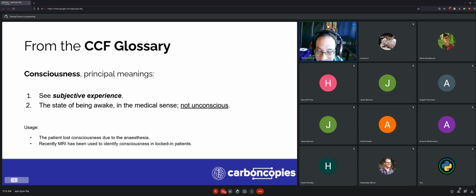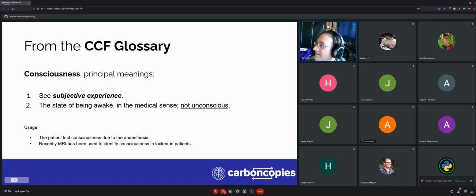I mean, if there is a specific example of something that doesn't fall in subjective experience and that doesn't fall in the second meaning, then indeed we can add a third one. This was not meant to be exhaustive. That's why it said consciousness principal meanings, and maybe we didn't even include all principal meanings.